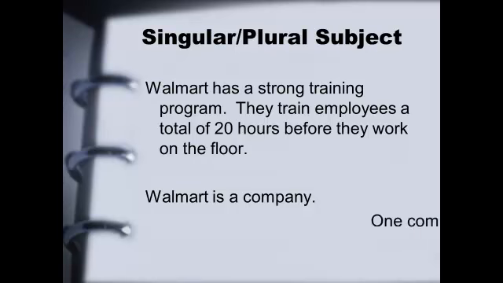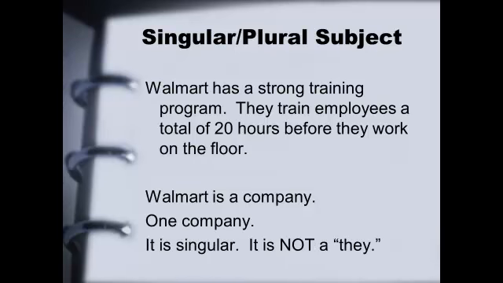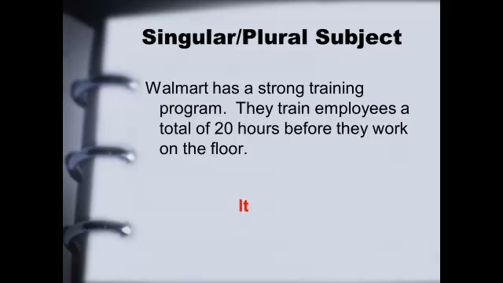So Walmart is a company, though. It's one company. It is singular. It is not a they. So how can we use the word they for they train? It's not a they. Let's take a look at what we need to do there. We need to put the word it there. It train employees? Okay, a bit of a problem there with that too. So let's work on that word. You see how the verb can be affected so much. So let's put the word trains in there. Walmart has a strong training program. It trains employees a total of 20 hours. So everything is perfect there.